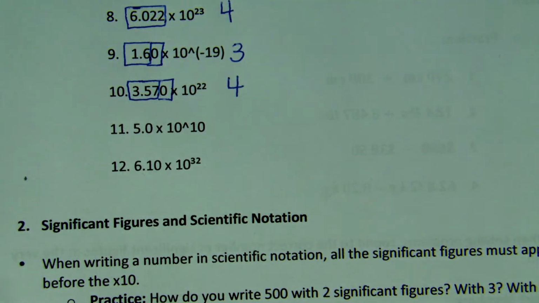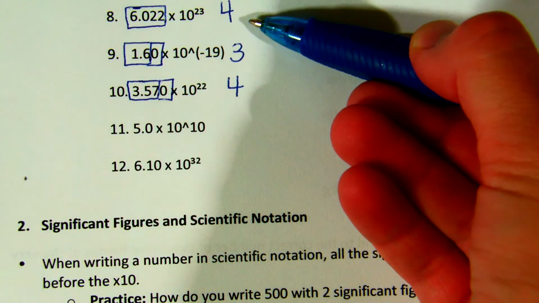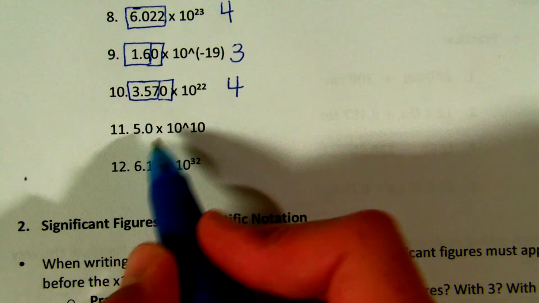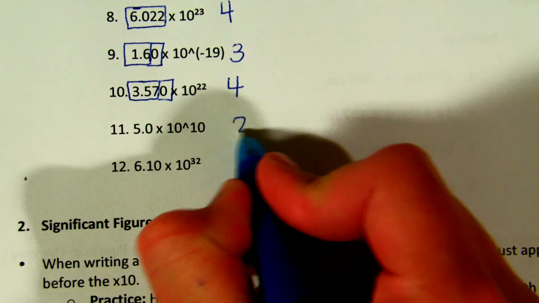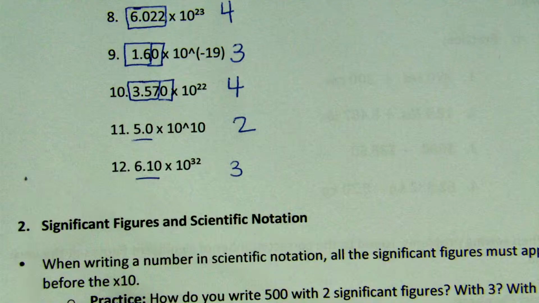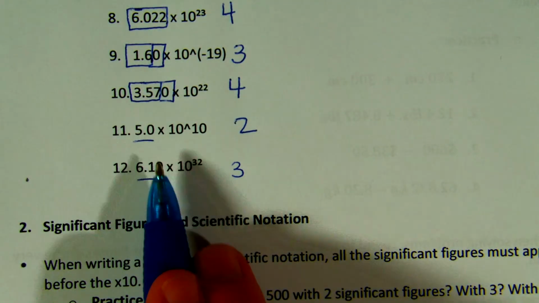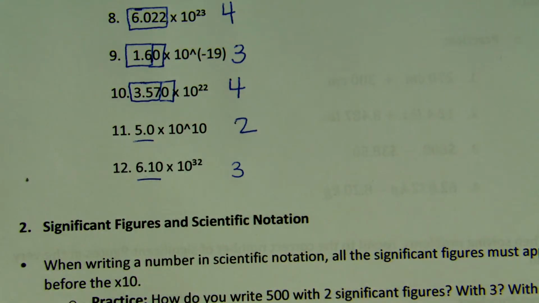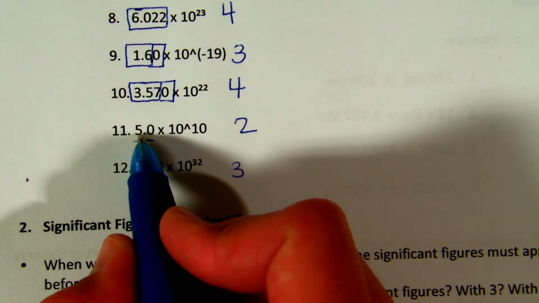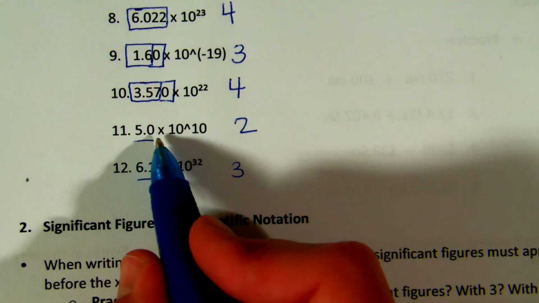Perhaps you're noticing a trend in these last 3, and that is that if something is written in proper scientific notation, every value is significant. In other words, in number 11, there are 2 sig figs, and in number 12, there are 3 sig figs. All of these are significant because there's always a decimal, and so any zeros would be significant. If it was only measured to one significant figure, this value would just be reported as 5 times 10 to the 10th, rather than 5.0 times 10 to the 10th.